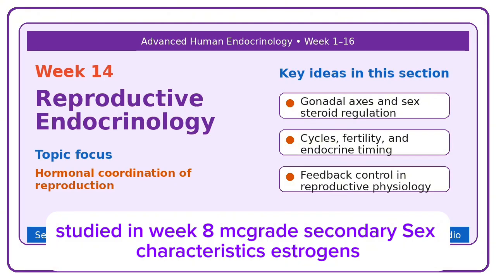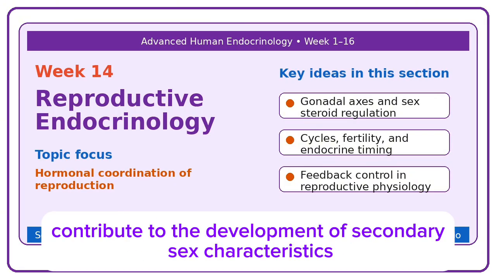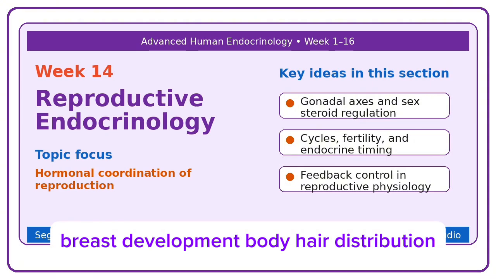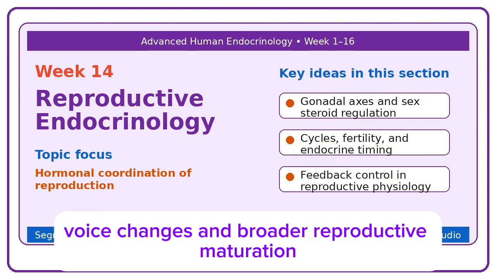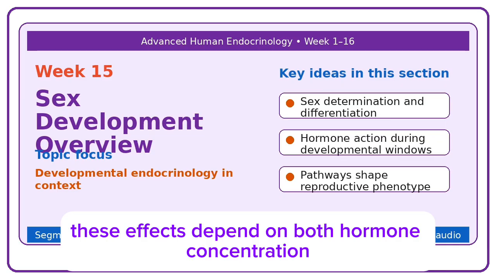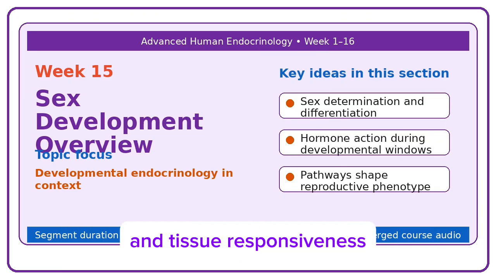Number 8. Secondary sex characteristics. Estrogens, progesterone, and androgens contribute to the development of secondary sex characteristics during puberty. These include body composition changes, breast development, body hair distribution, voice changes, and broader reproductive maturation. These effects depend on both hormone concentration and tissue responsiveness.